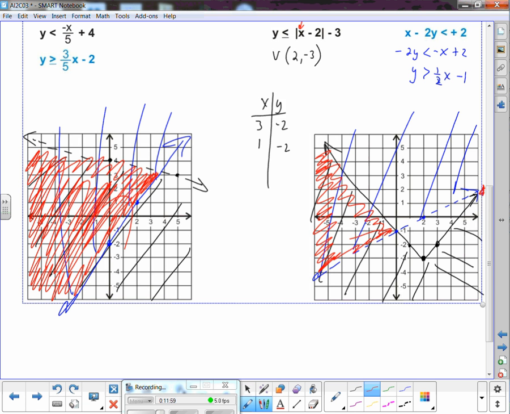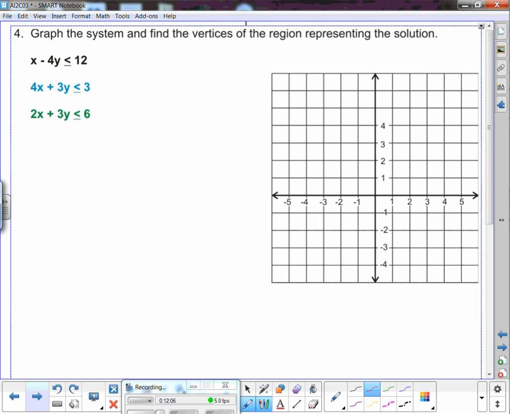Any questions so far on those? Kind of stuff we already know how to do, right? So the last one just has 3. Not a big deal. Why don't you see what you can do with that?